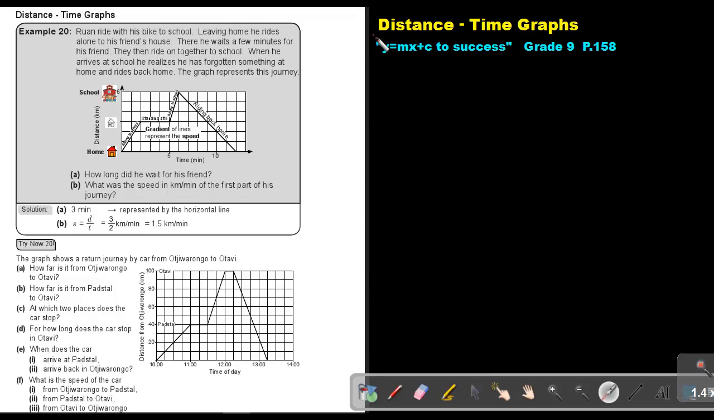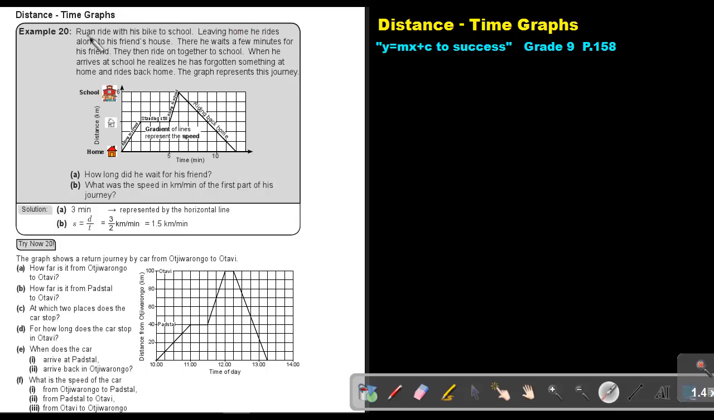Part 16, Distance Time Graphs. You will find this on page 158 in the Namibian Mathematics Grade 9 textbook, Y equals mx plus c to success. Distance time graphs. Ruan rides with his bike to school.